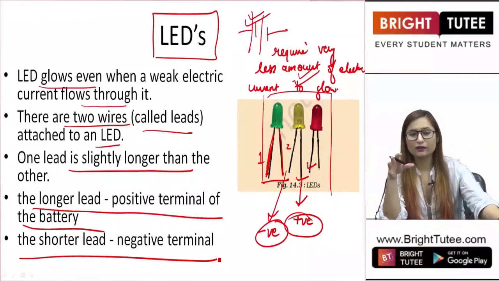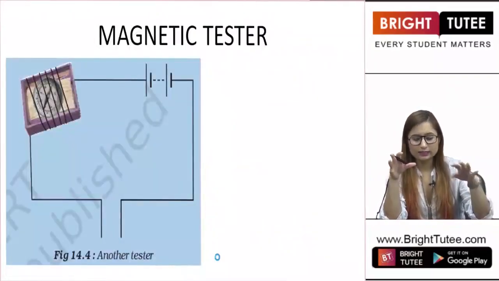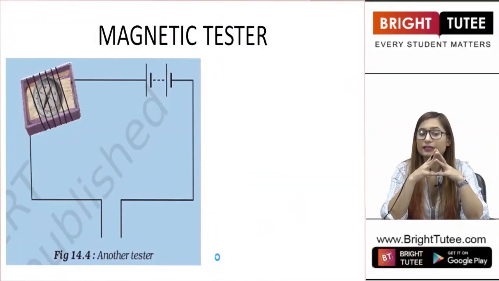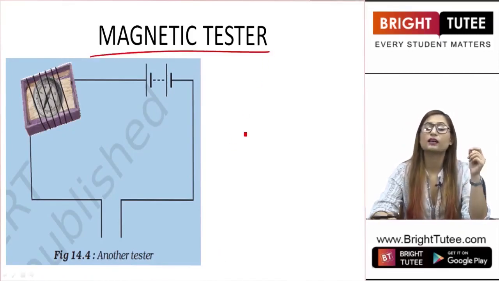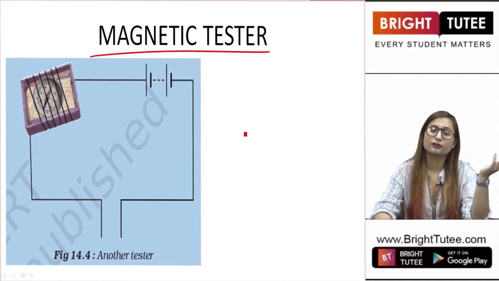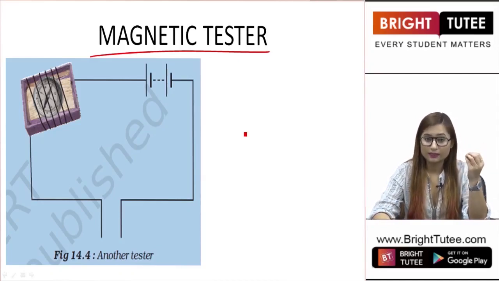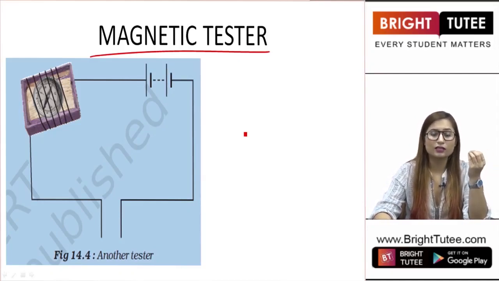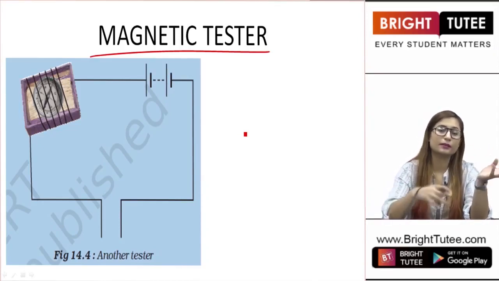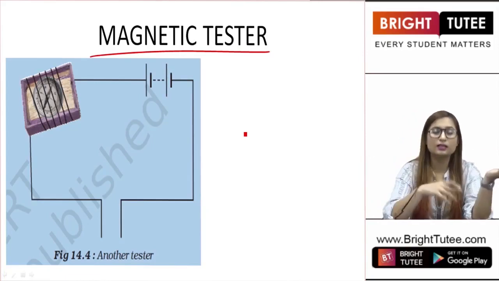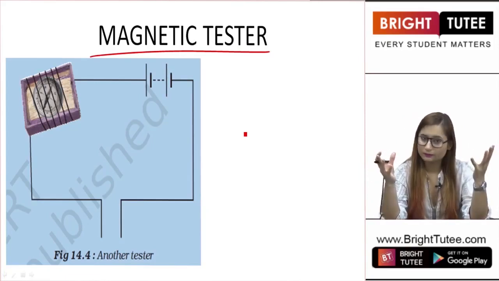Now students, we now have an idea about LEDs. Now we have a magnetic tester. Students, magnetism also plays a good role in the production of electricity. You will be studying in higher classes how magnetism is used very much and at a very good pace nowadays in our technology to generate electricity and for other uses as well. Sometimes we generate magnetism, sometimes we generate electricity, and vice versa, from each of them, right?